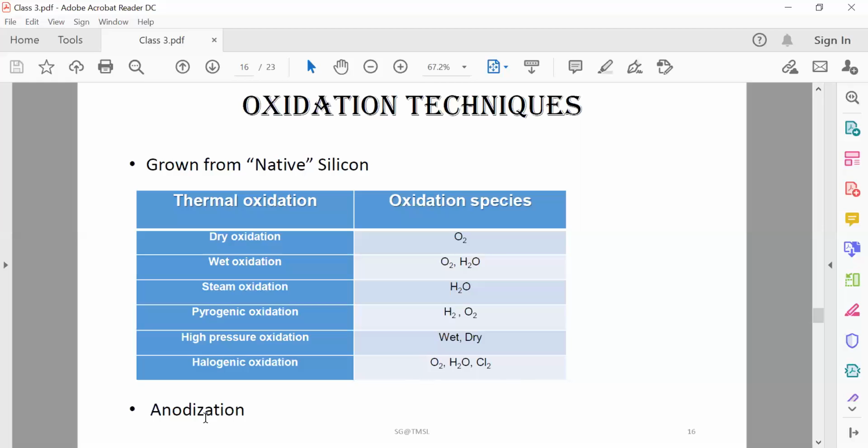Another technique is called anodization, which is basically an extension of the electrolysis process. There are a cathode and an anode inside the electrolytic cell, and if you take water and decompose it, it will give H plus and OH minus. The OH minus will go towards the positive electrode, the anode, and there the OH minus reacts with silicon to form Si(OH)2, silicon hydroxide.